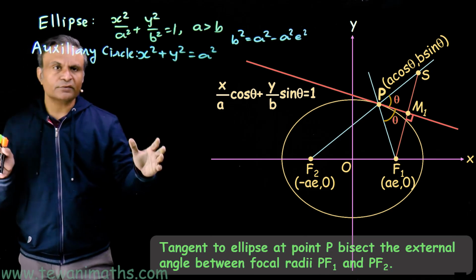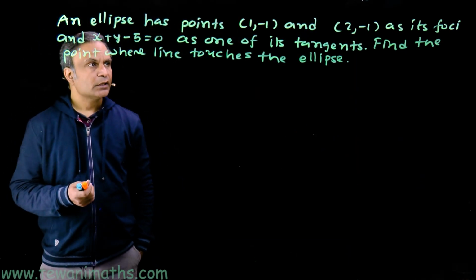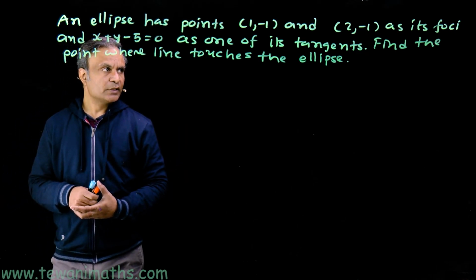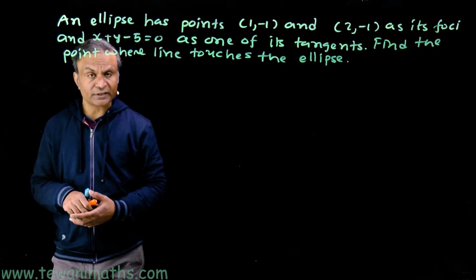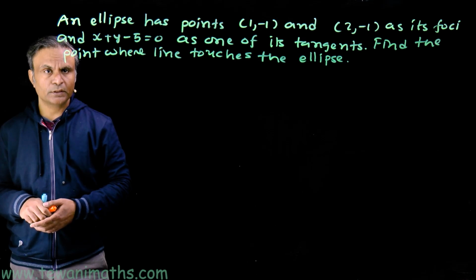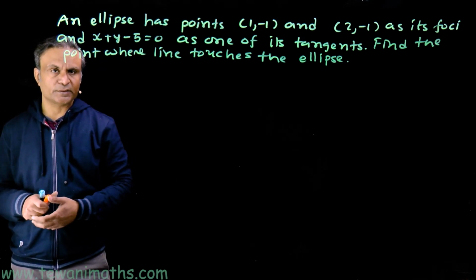Now we have very interesting questions based on this property. Let's try this question. The ellipse has foci (1, -1) and (2, -1), and the equation of one of the tangents is x + y - 5 = 0. Then we have to find the point where this line touches the ellipse.